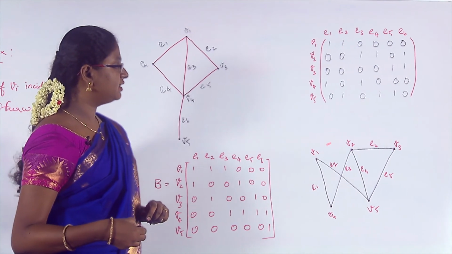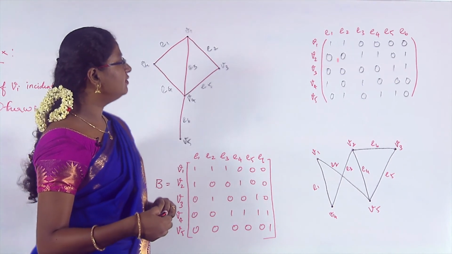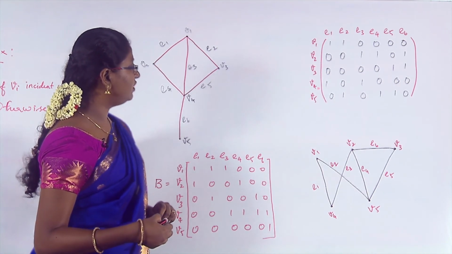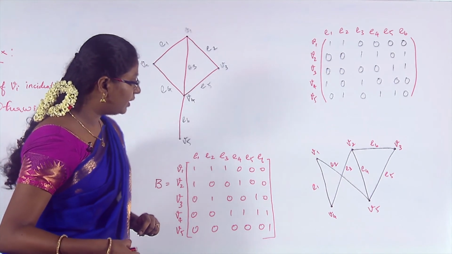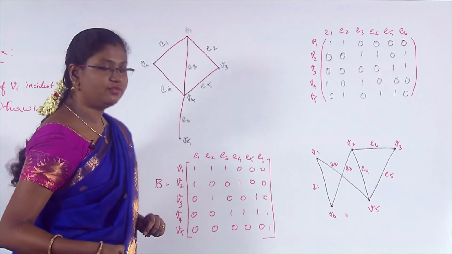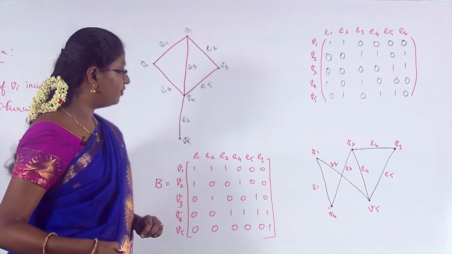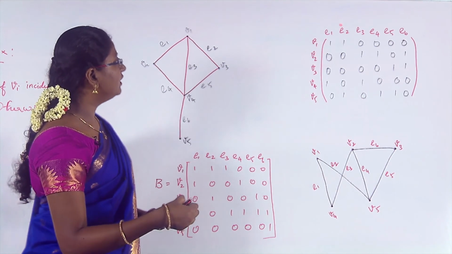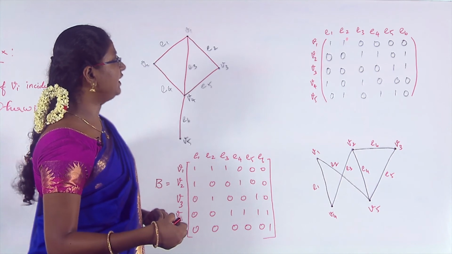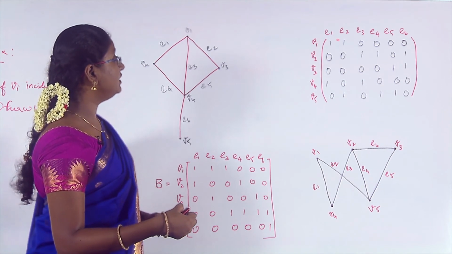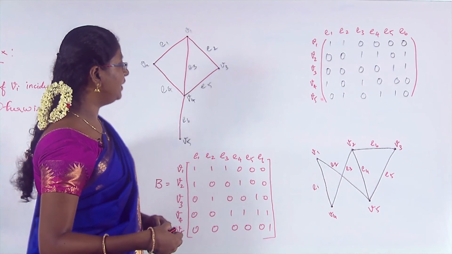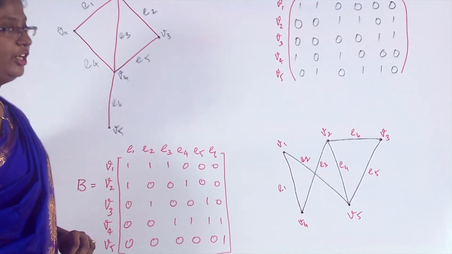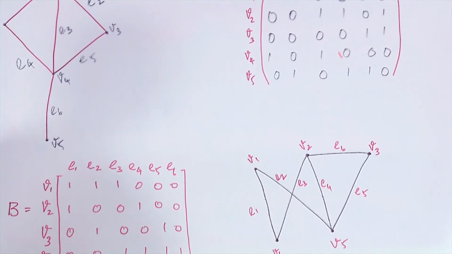Now we have placed all the vertices on a plane. Look at the first column, E1. Here E1 is incident with V1 and V4. So E1 is an edge that connects V1 and V4. I am going to connect V1 and V4 using the edge E1. Let us focus our attention on the second column, which corresponds to E2. E2 is incident with V1 and V5. So V1 and V5 are adjacent via the edge E2. And then the third column, E3.